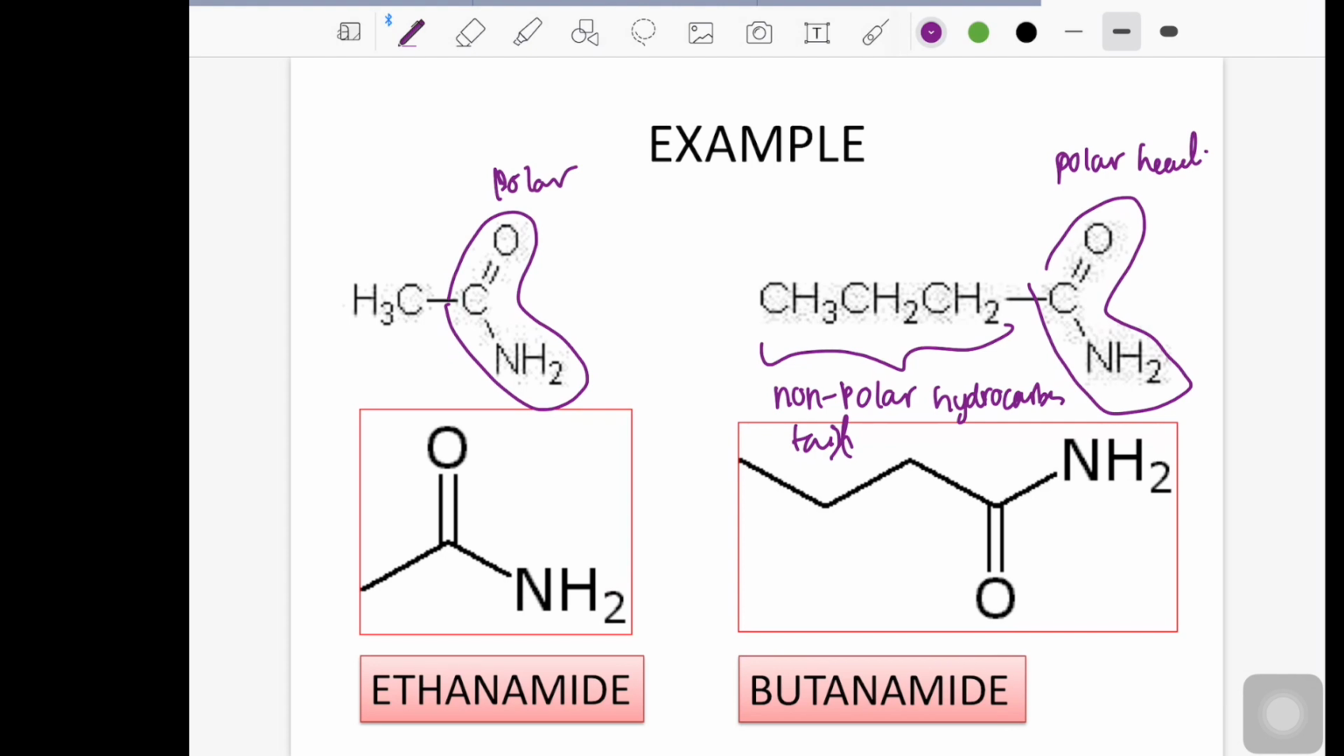In butanamide, you can see that the carbon-hydrogen bonds are much bigger and longer than the polar C=O NH2 part of the molecule. That means the nonpolar hydrocarbon tail will dominate.